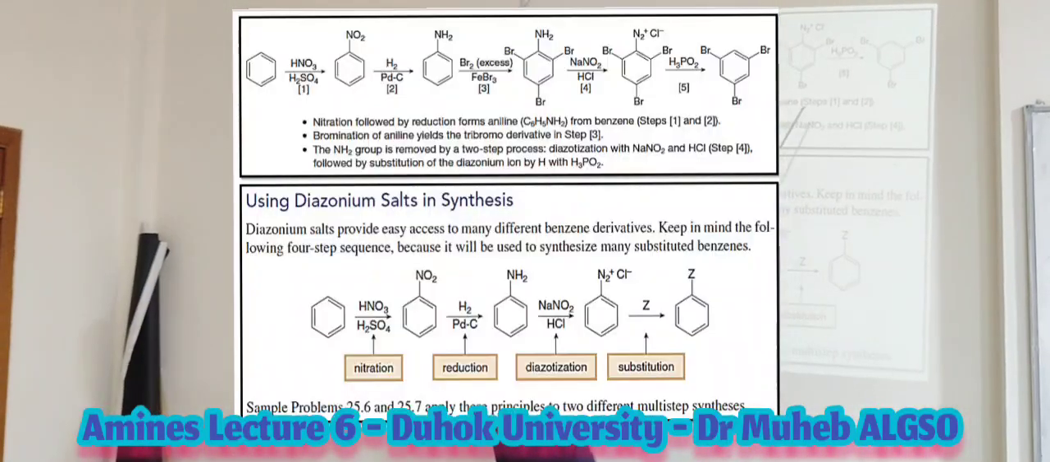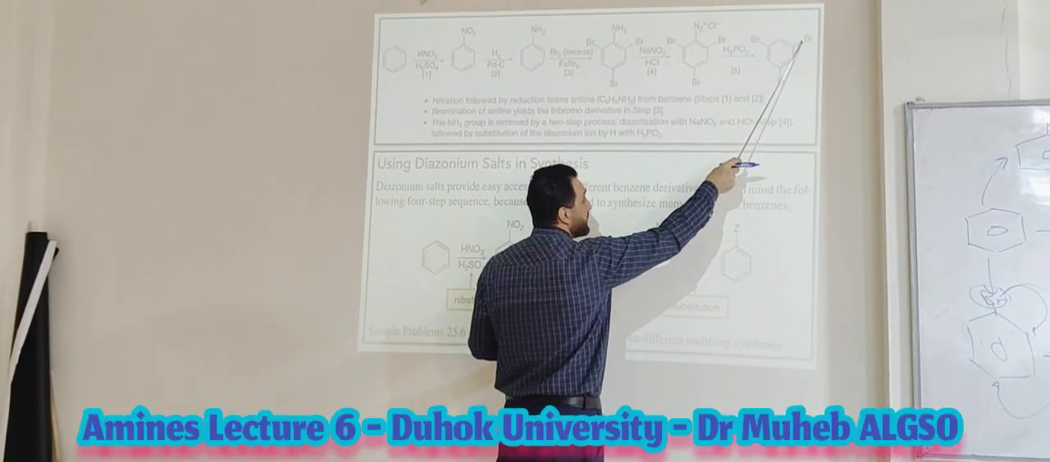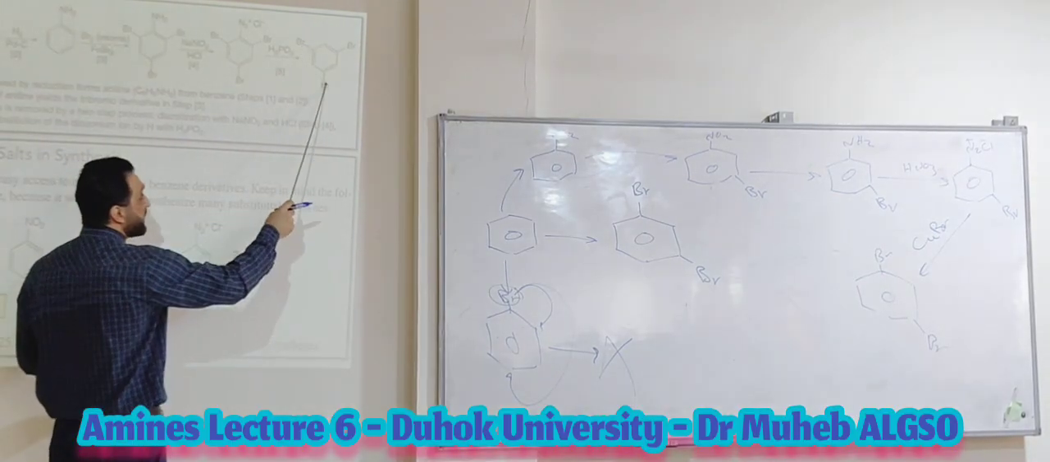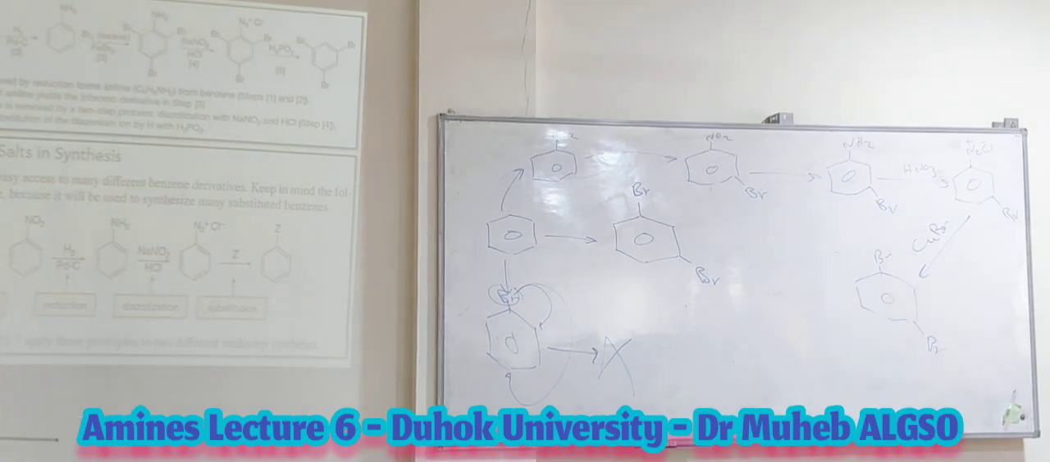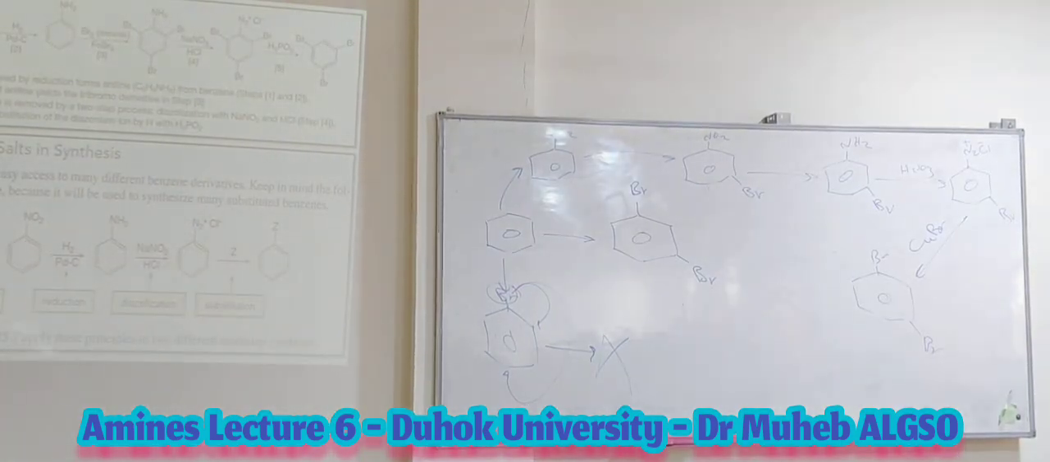Now, I want to prepare this compound. These groups are ortho or meta or para to each other? No, this is meta. This is meta to this, and this is meta to this, and this is meta to this. Okay. Number one, any group that is a meta director, as we said, is the NO2. Okay, nitration, NO2. Reduction, aniline.